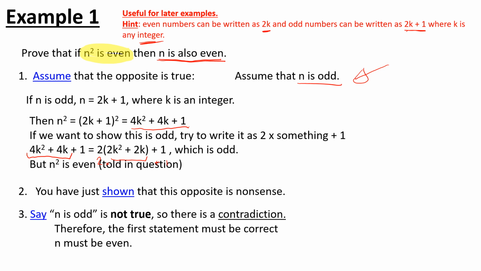So finally then, as in all proof questions, you write a little conclusion. So something along these lines. Say that n is odd is not true. So there's a contradiction. Therefore, the first statement must be correct and n must be even.